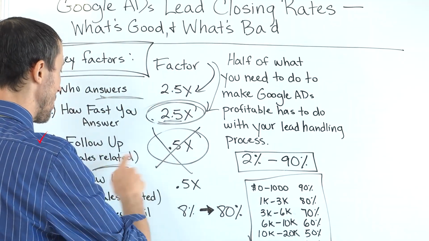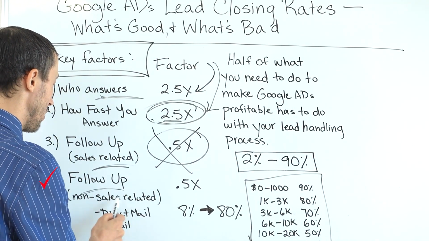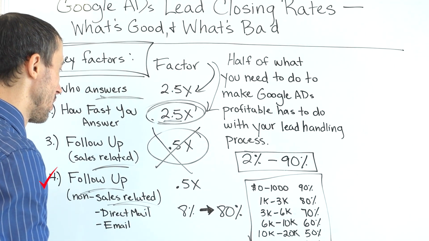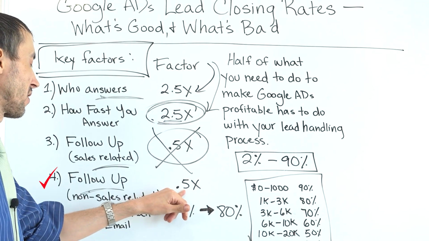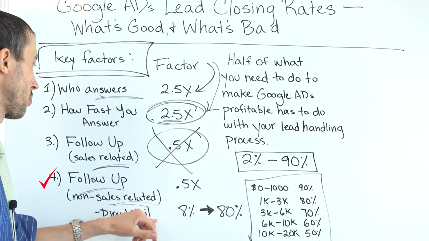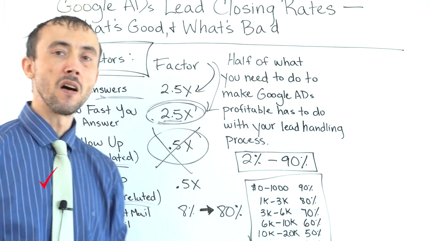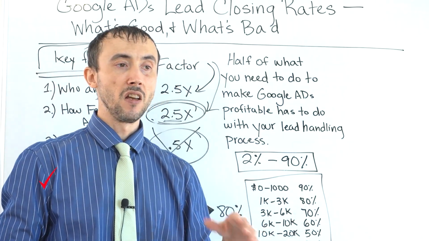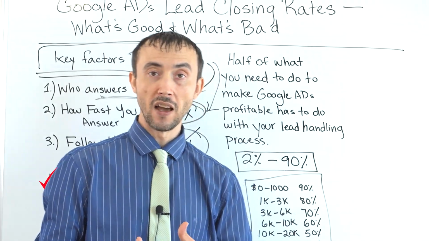So you have that, and then there's another type of follow-up, which is non-sales related follow-up, which will give you another 0.5x difference in your closing rate just by itself, either direct mail or email. Once you've already talked to that prospect, or even if you haven't talked to them yet, they should automatically be in an email drip sequence that goes out right away.